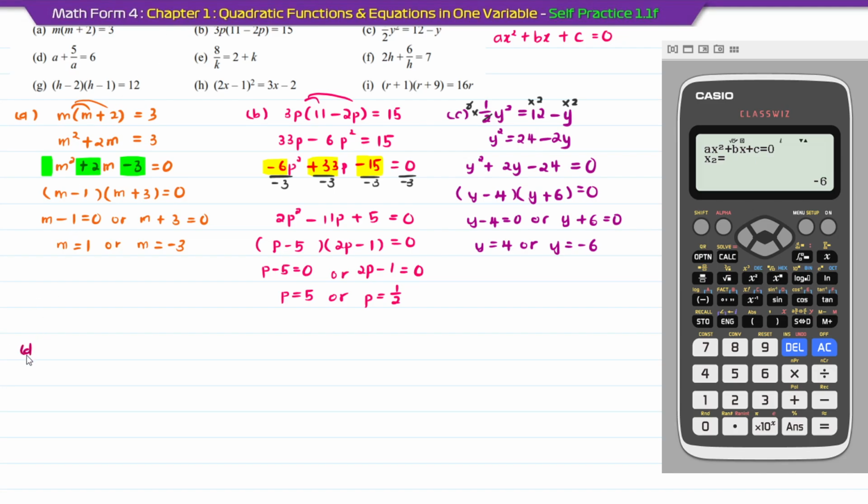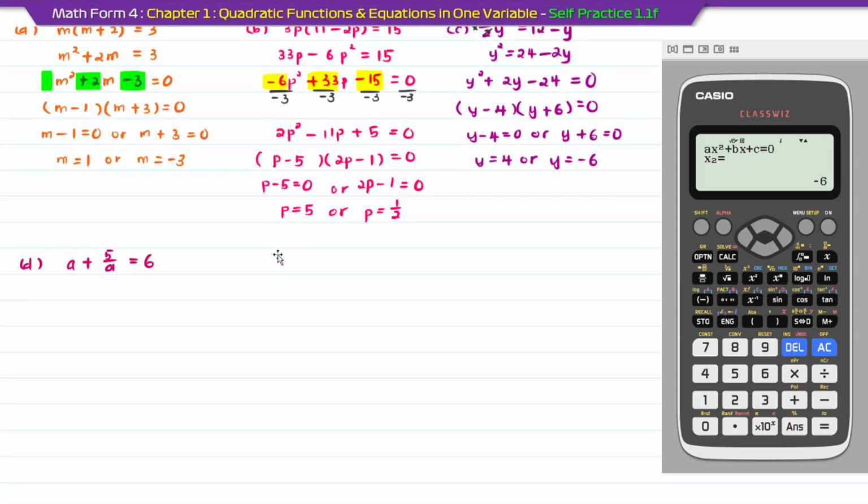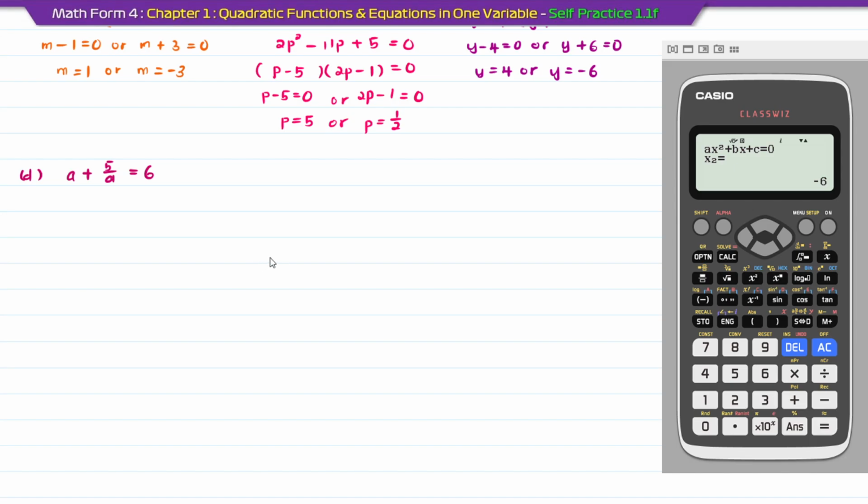Alright. So it's A plus 5 over A equal to 6. Now, it's the same thing. We have a fraction here. So to eliminate the fraction, the denominator is A. So we are going to multiply each of the terms here with A. So what happens is that this A and A are going to cancel out each other. So later on, you're going to have A times A, which is A squared plus 5 equal to 6A.